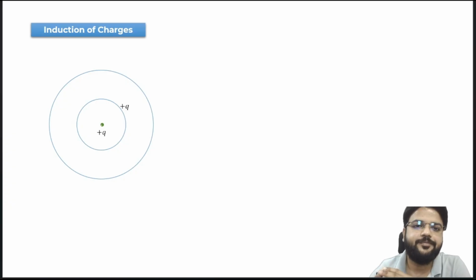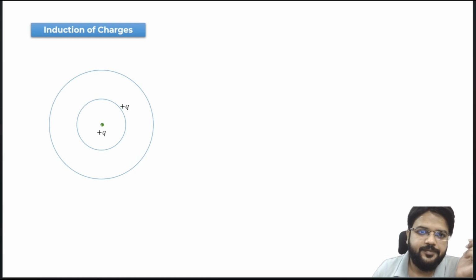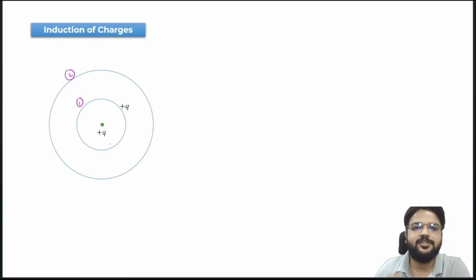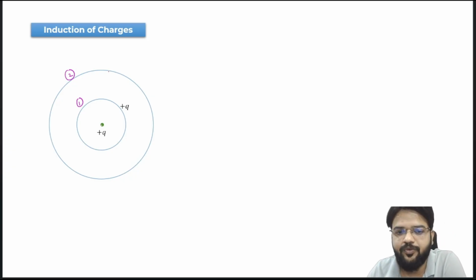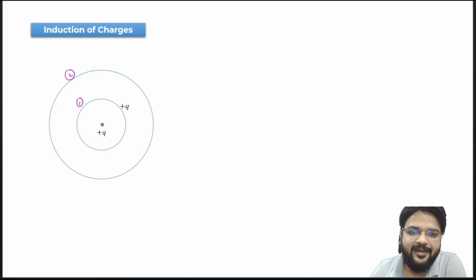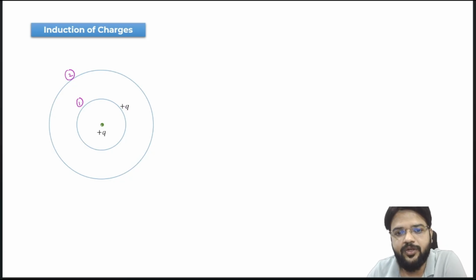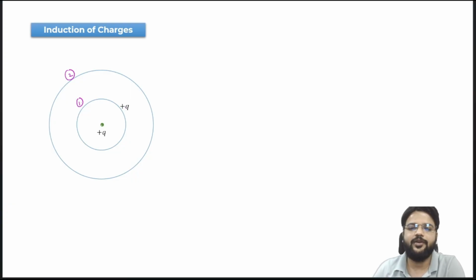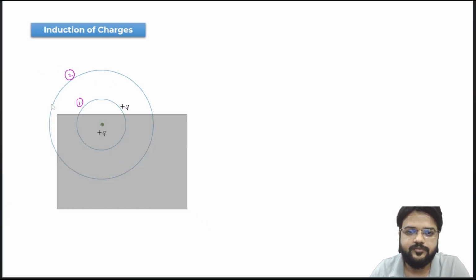Let's see the next topic, everyone. Induction of charges. Here we have two concentric spheres, and at the center of the spheres plus Q charge is present. We want the net charge on the inner and outer surface of the first and second sphere. At the center plus Q charge is present, and on the first sphere the net charge is plus Q initially. So let's see how we can do this question.